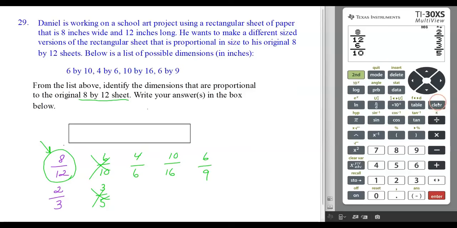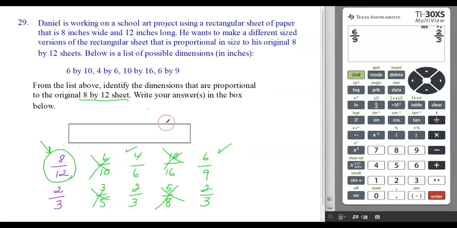But let's use the calculator. Let me clear this out so it's just easier to read. Let's do 4 over 6. That gives us 2/3. So this one checks. Let's do 10 over 16. Hit enter. That gives us 5/8. That does not work. It's got to match up with this one. And 6 over 9, let's try that. This gives us 2/3 as well.